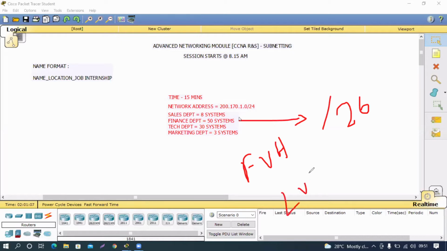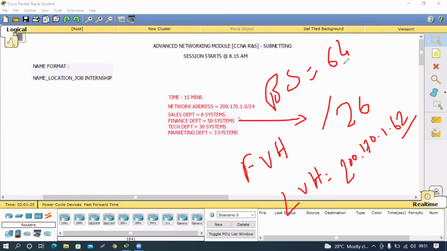The last valid host address will be 200.170.1.62, right? The block size you are getting is 64, I guess. 256 minus 192 is equal to 64. So you are getting the last valid host address. The broadcast address will be what?